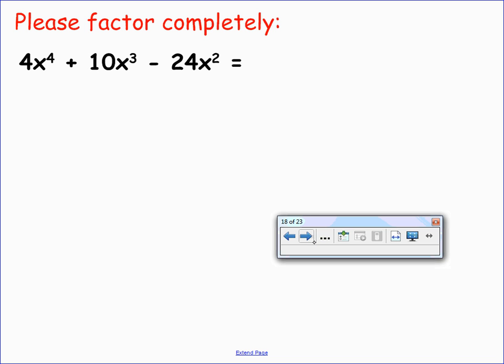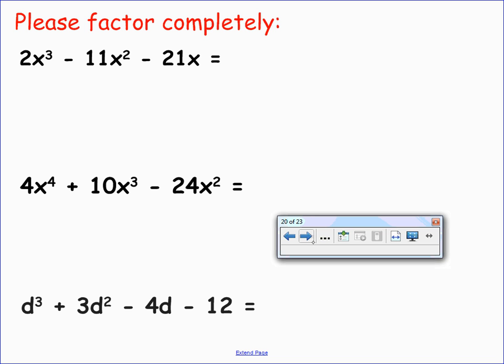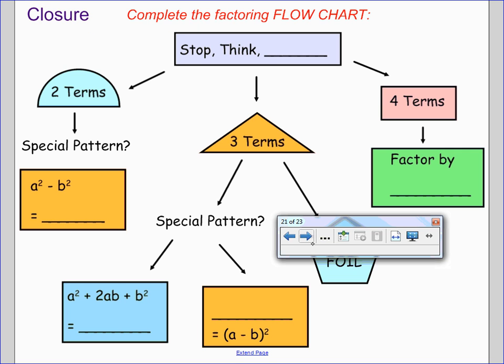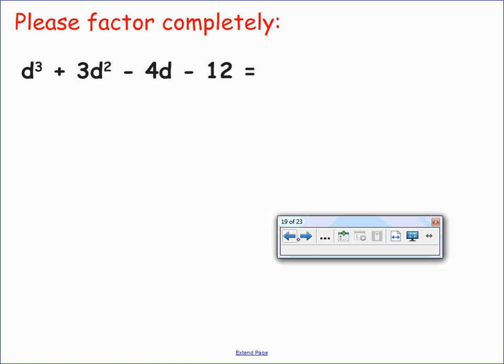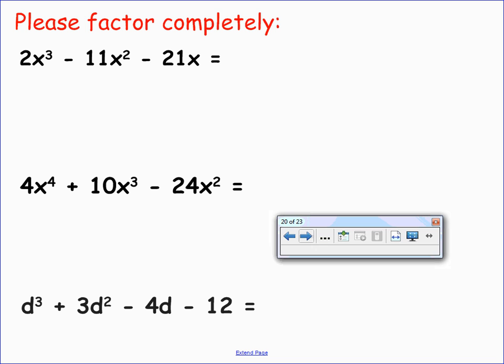Go ahead and try these with your partner. We'll check them together, and then we'll complete your closer, and it'll be perfect timing for our 2-hour early release. Keep in mind that we've got a shortened schedule today. So these 3 are with your partner, so it's okay to talk. I want you to talk. And then we'll check them together before your closure.